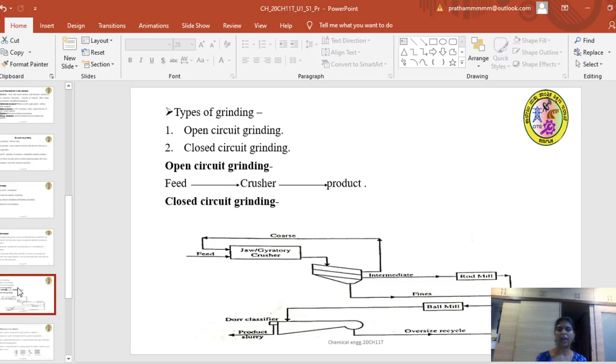In a closed circuit grinding, you can observe the flow sheet here. Here you have a feed. The feed is going into the jaw or gyratory crusher. You will be learning in detail about the construction and the working of all these equipment, size reduction equipment, in further sessions.